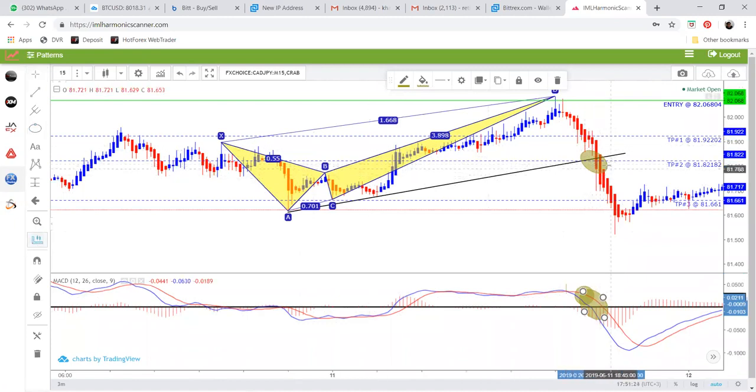So let's say you entered, you got in right here on this candle. You're going to go for 10 to 20 pips in the market. You can use this ruler right here to measure those pips. So let's see, start from right here. You're looking at the first two numbers, right? So that's 10 pips. 10 pips will put you right here.